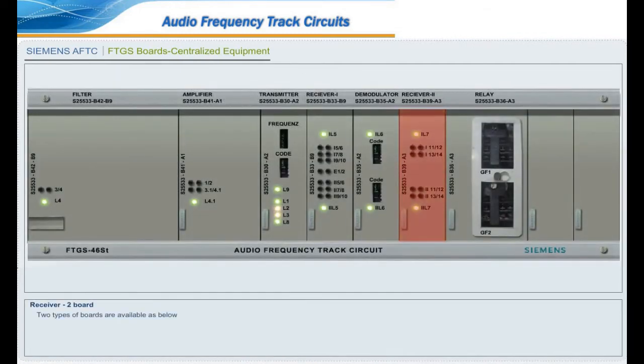Receiver 2 board. Two types of boards are available as below. S25533 B39A3 for standard track circuit. S25533 B34A3 for point track circuit, for center fed track circuit, for crossing track circuit.